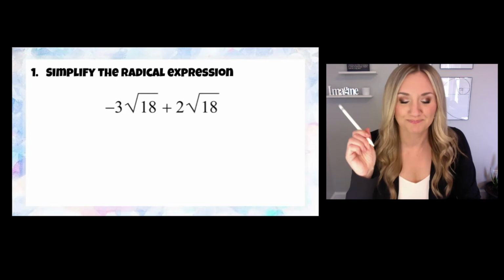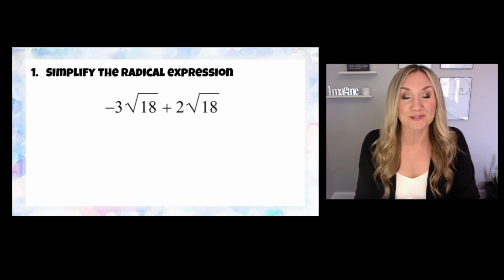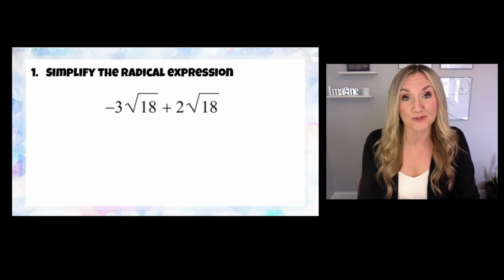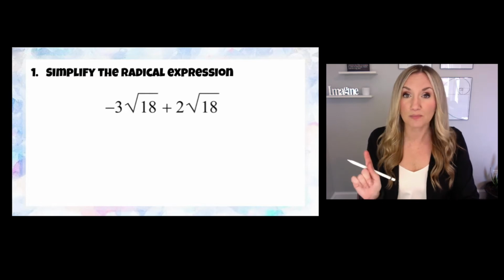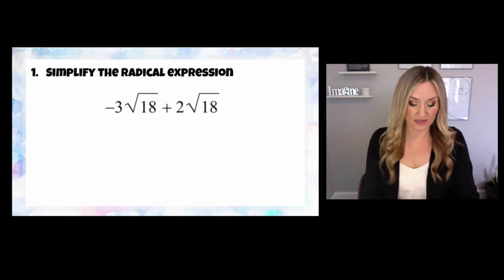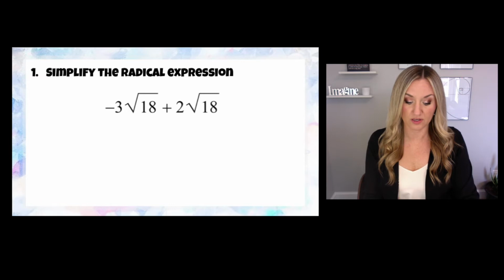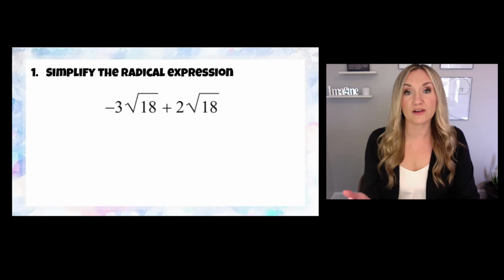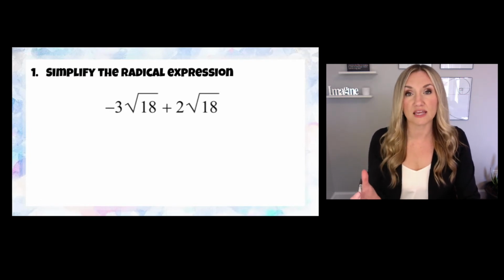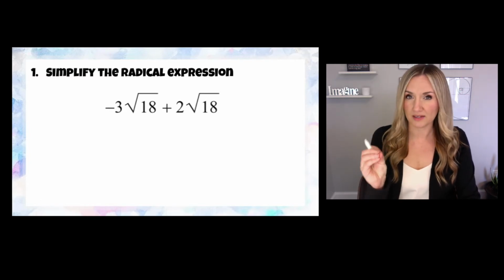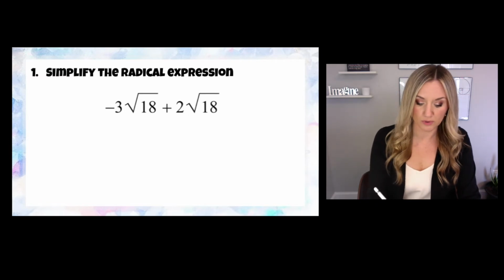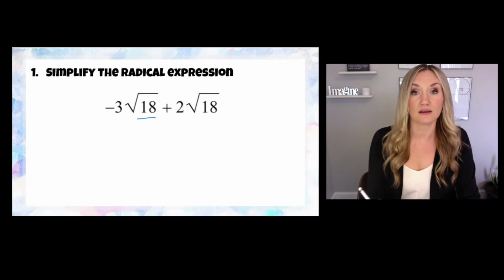Okay, moving on. Let's take a look at example number 1. Now there are 6 examples for today. I'd like you to take a look at what we have. We have negative 3 times the square root of 18 plus 2 times the square root of 18. Now radicals, if they have the same number, the radicand, in the square root, then you can add them. So both of these, we can add them.